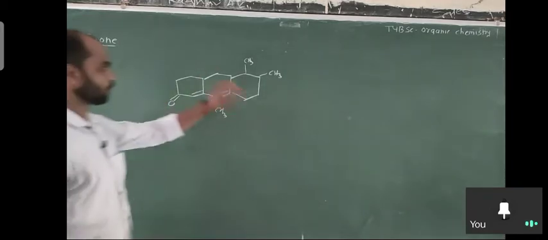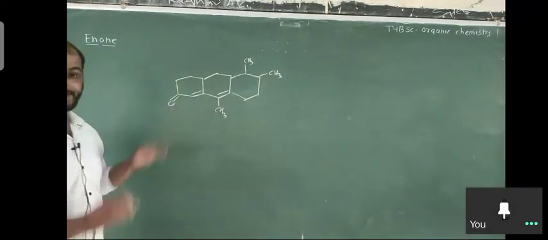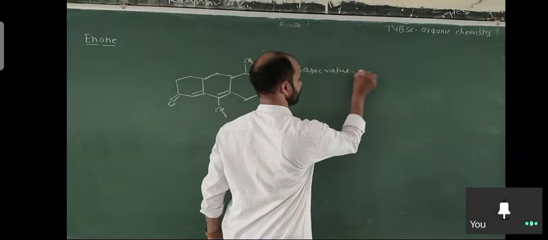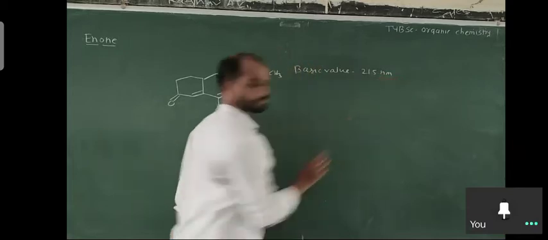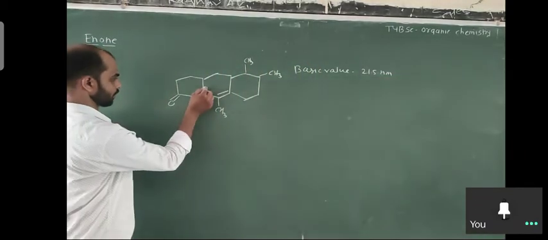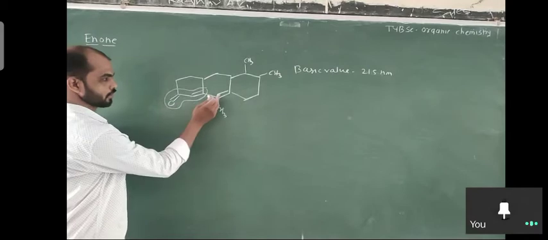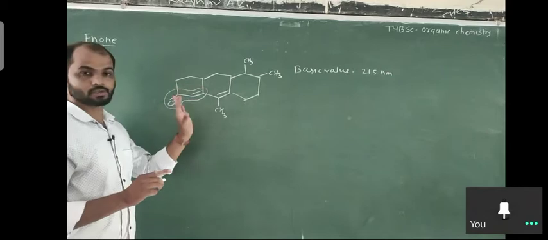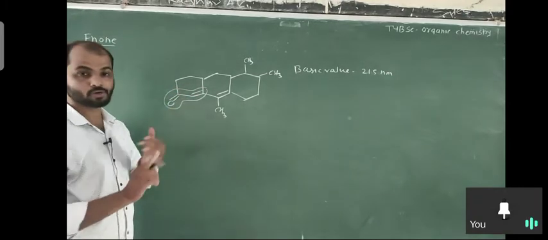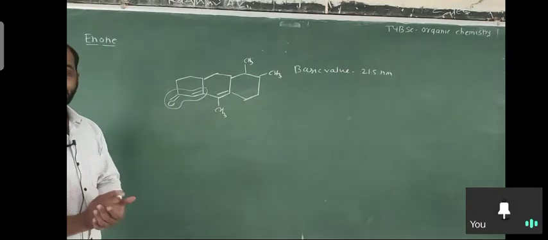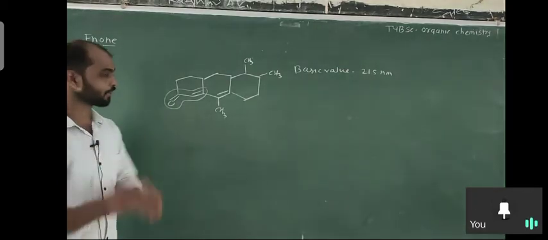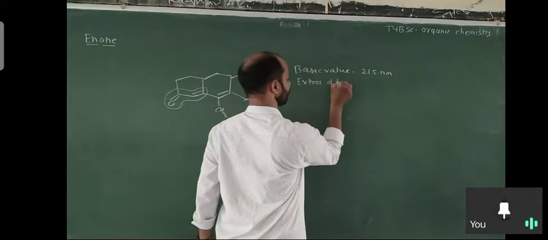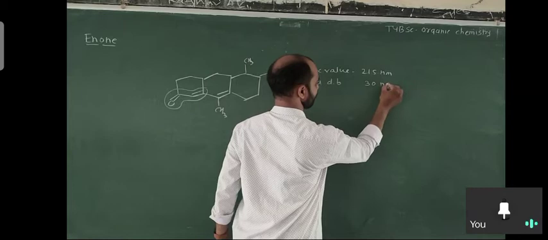Okay. So for this example, we take a basic value first. Basic value is 250 nanometer. Okay. Then see there is one more bond in conjugation. There is no homoannular because in the same ring there are no double bonds. Means homoannular is absent. Then we consider the extra double bond in conjugation. One extra double bond in conjugation. So extra double bond 30 nanometer.